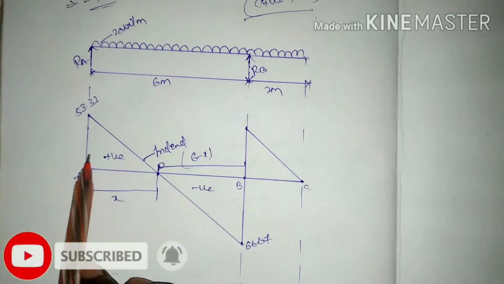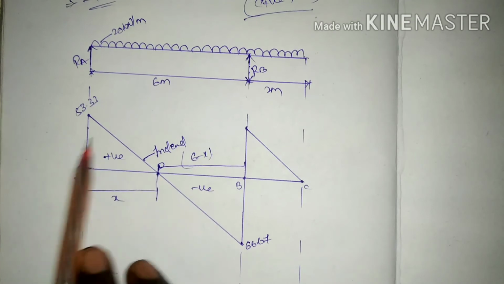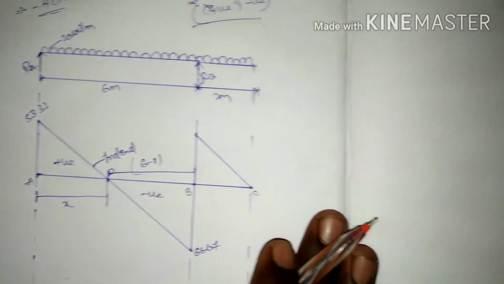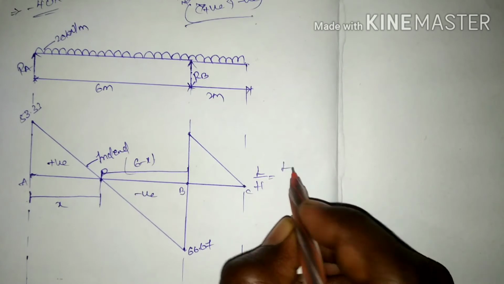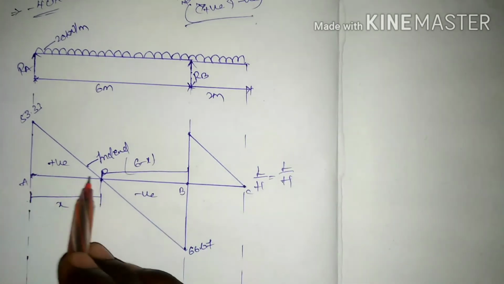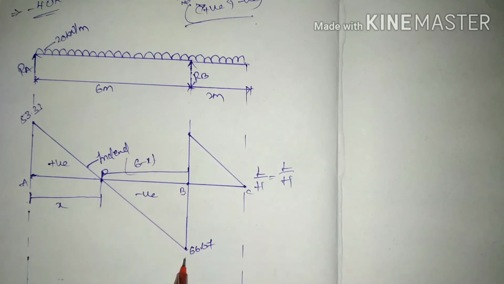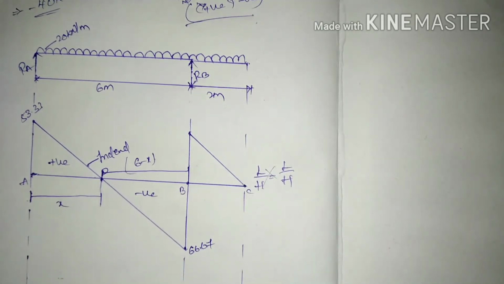Here we are having A, 53.33 and D. This is one triangle and this is another triangle. From this triangle we are going to take the ratio, similarly L by H is equal to length by height. What is the length and the height for this, and the length and the height for this? Then by cross multiplication we are going to get the value of x.